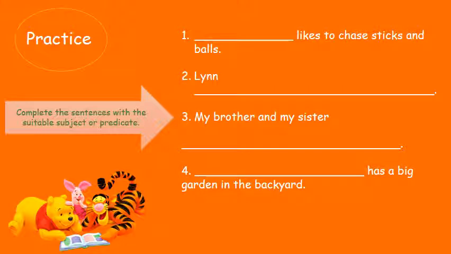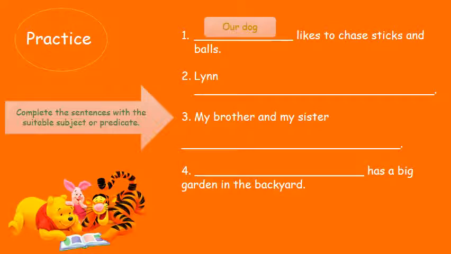Okay, so I have to write the suitable subject. Likes to chase sticks and balls. Who would like to chase sticks and balls? Maybe the dog. Yes, the dog. Notice why did I say the dog or our dog? Dog, not dogs, because the verb here has s at the end. So when the verb has s at the end, we must write a singular subject. Okay, so it must express or talk about one thing or one person. So our dog likes to chase the sticks and balls.